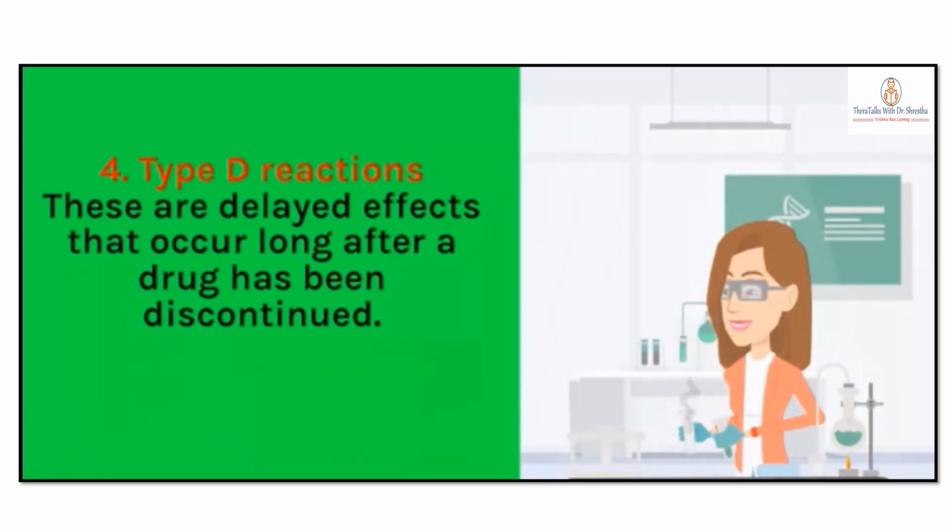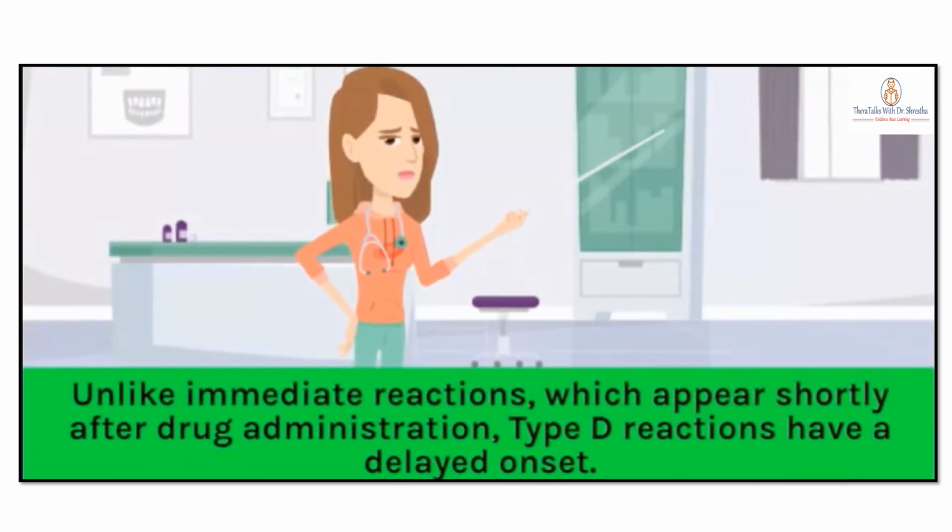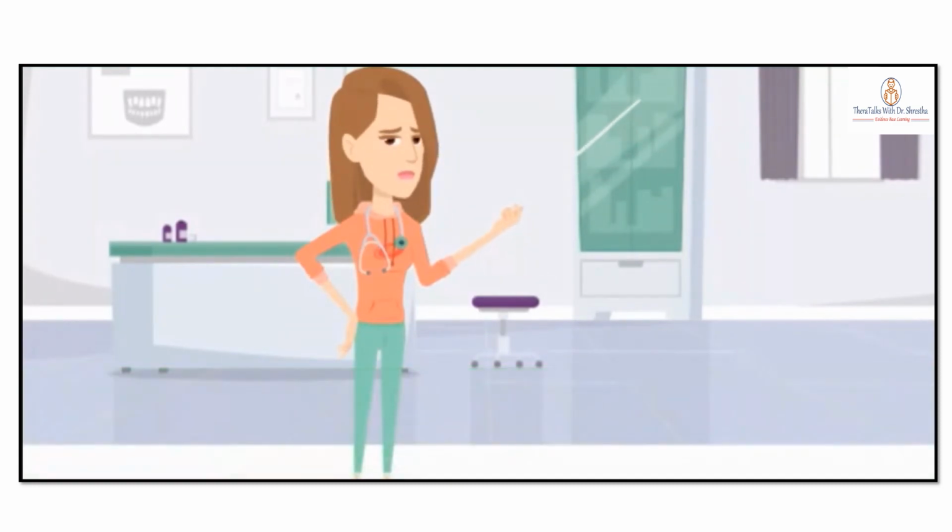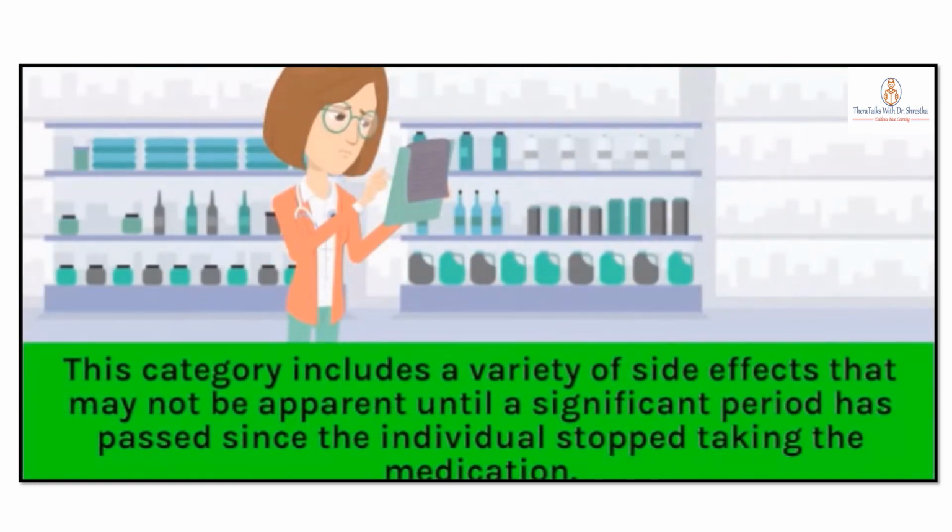4. Type D reactions. These are delayed effects that occur long after a drug has been discontinued. Unlike immediate reactions, which appear shortly after drug administration, type D reactions have a delayed onset. This category includes a variety of side effects that may not be apparent until a significant period has passed since the individual stopped taking the medication.